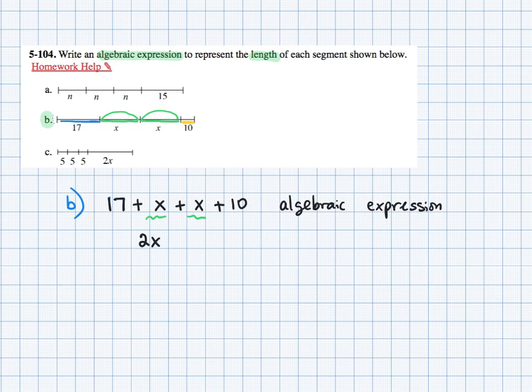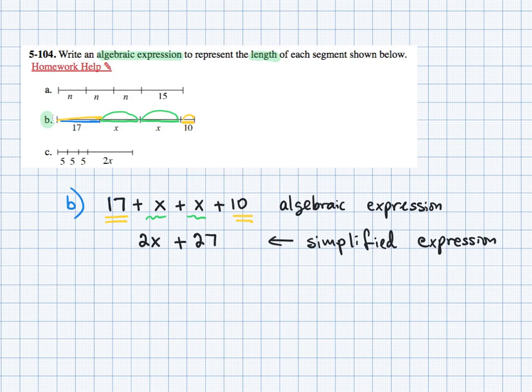And also the length for the number. So we have 17 and then 10. Even though they're on each side, I can combine them. So 17 plus 10 will give me positive 27. So this will be the simplified expression.